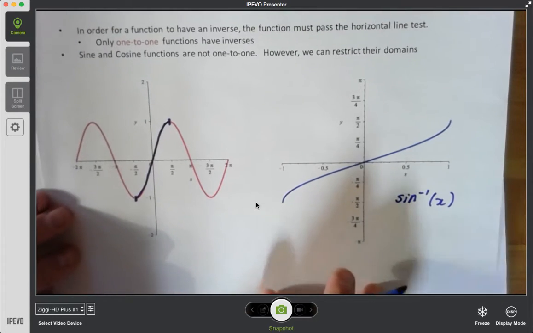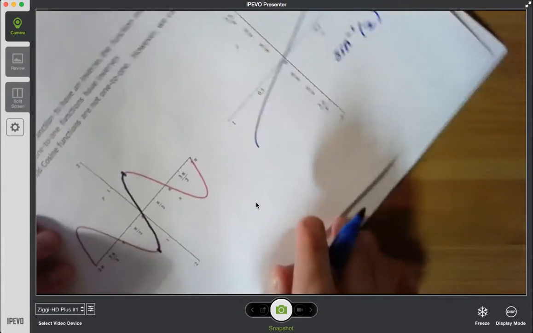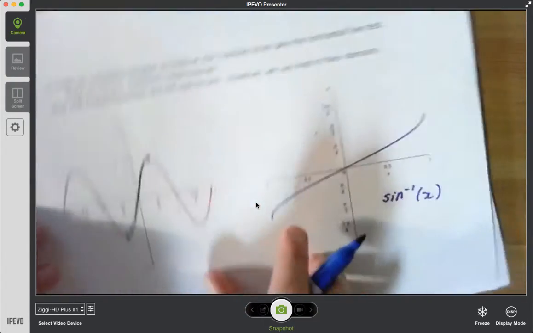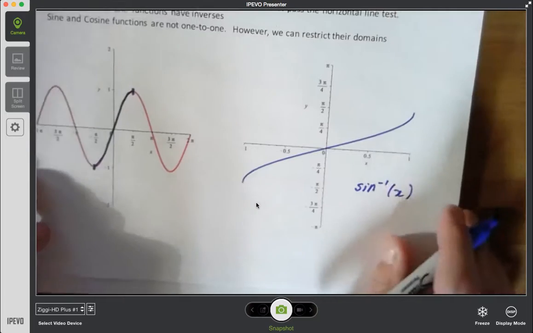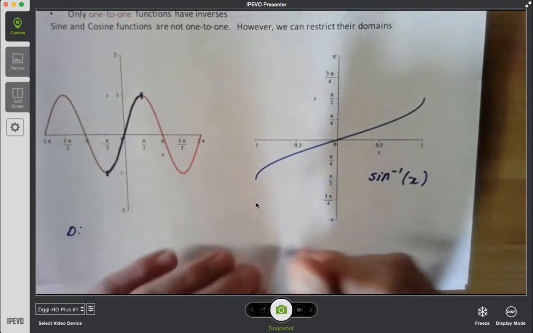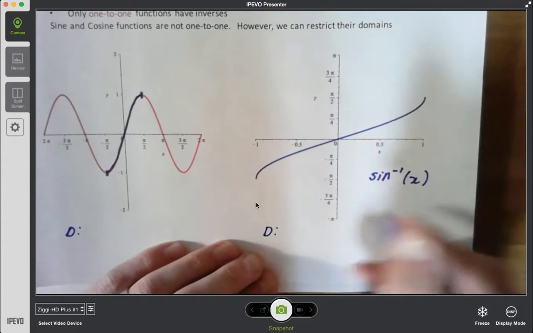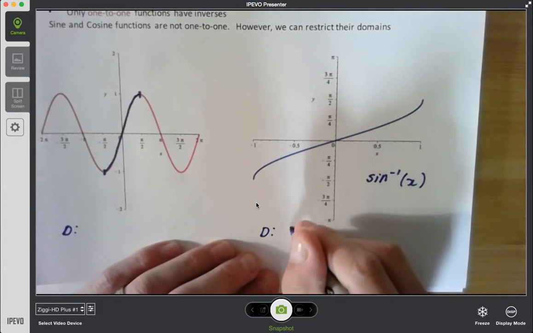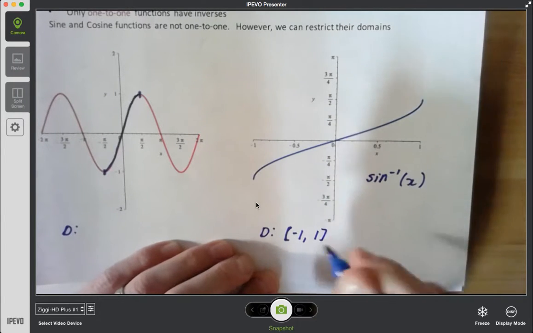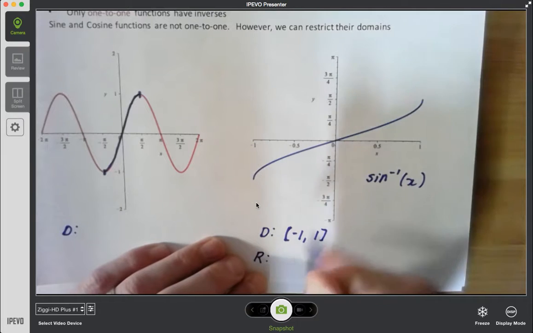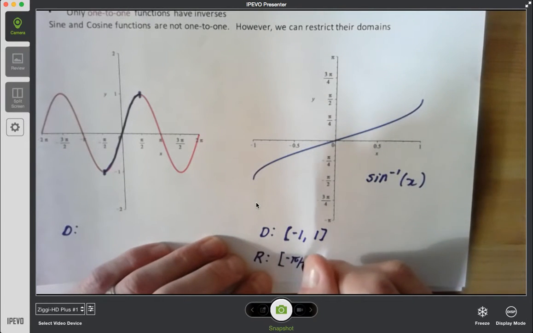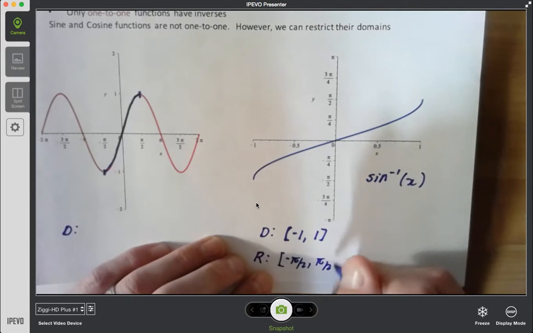And the idea here is if we switch x and y, if you look at that graph here, we're kind of seeing this piece right here. Now, we notice that the domain and range will switch. So the domain of inverse sine here is from -1 to 1, and the range is going to be from -π/2 to π/2. How do we get that?